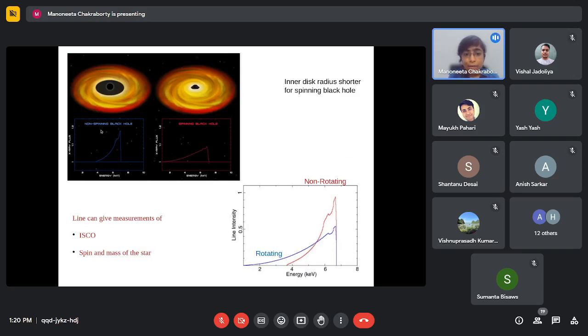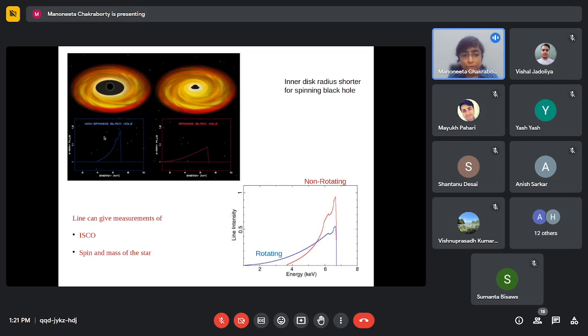A short example of this is, let's say we have a black hole which is not rotating. In that case, the accretion disk will only approach to a certain radius close to the black hole. But if a black hole is rotating high enough, we can show, following Einstein, that the accretion disk can reach very, very close to the black hole. And correspondingly, the profile of the line that we see is also different.